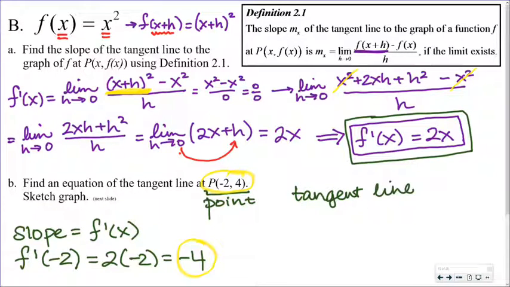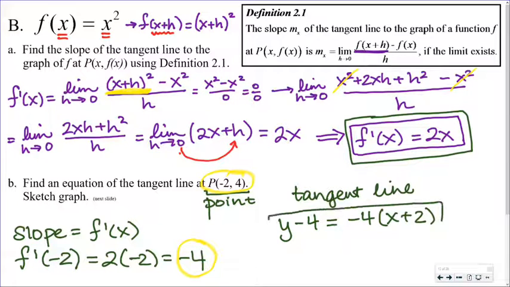And again, in point slope form, that is y minus 4 equals negative 4, x plus 2. I'm actually going to write it in slope intercept form so we can graph it quickly. Y equals negative 4x, this is going to give me a minus 8 plus 4. So negative 4x minus 4.